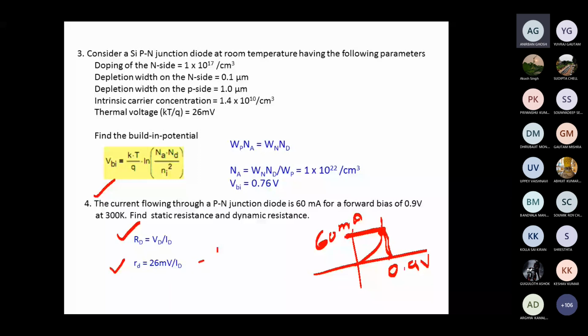Sir, please explain question number 3. What is WP, the width of P junction? WP is the depletion width on the P side, and WN is the depletion width on the N side of the PN junction. This condition I did not discuss, but from the theory class it should be remembered: WP into NA is equal to WN into ND.